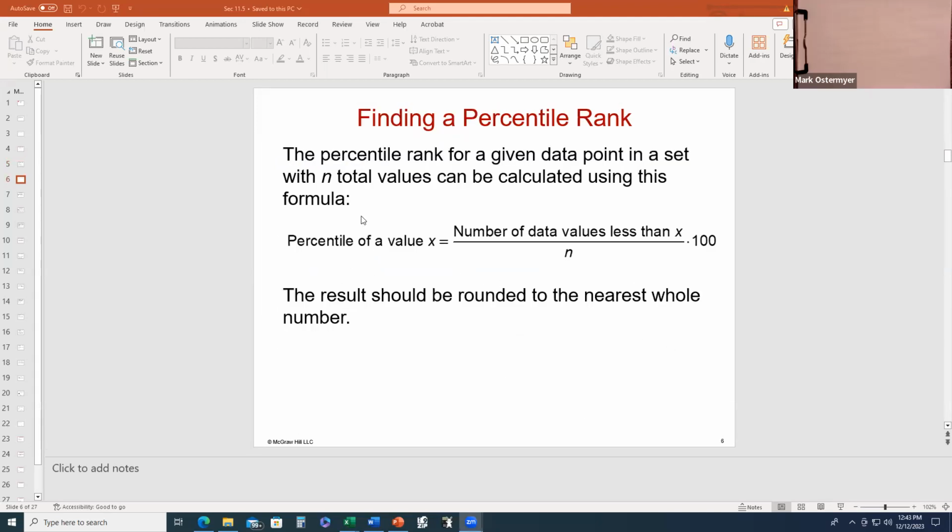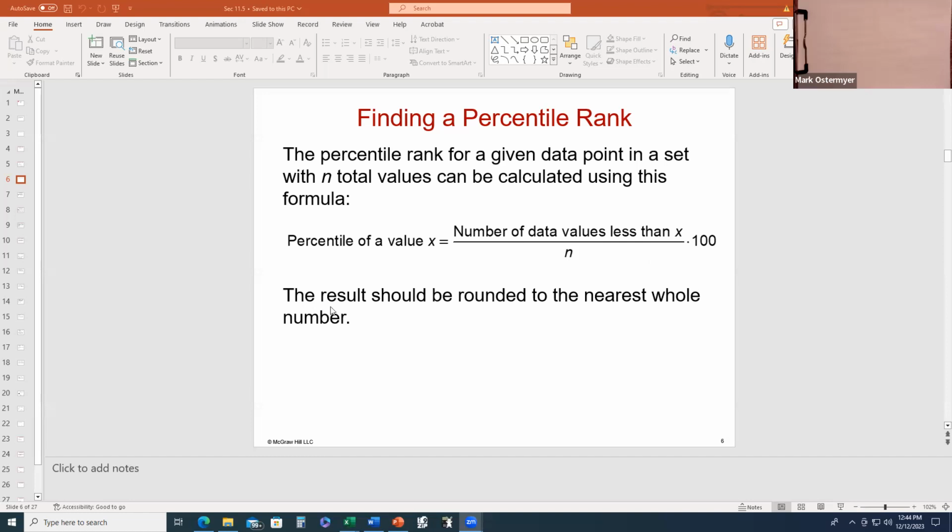Okay, now, to find the percentile rank for a given data point in a data set with n total values can be easily computed by using this simple formula. So the percentile rank of data value X is going to be equal to the number of data values that are less than X divided by the total number of data values in the data set, N. Then you just multiply that ratio by 100 and attach the percent symbol. And ladies and gentlemen, you then have the percentile rank of data value X in the data set.